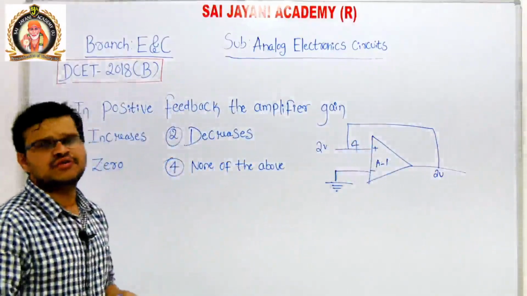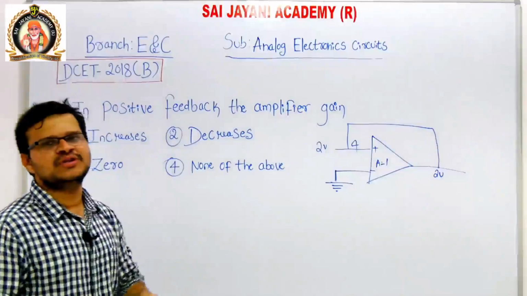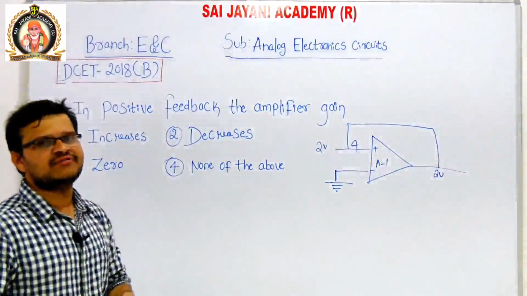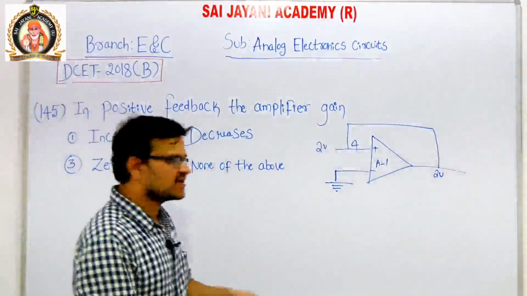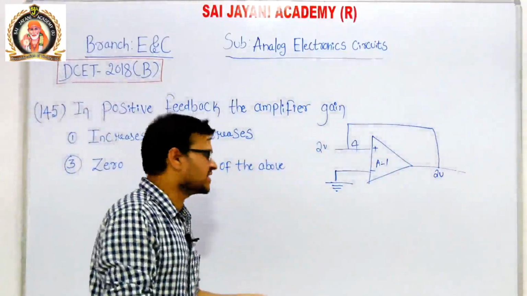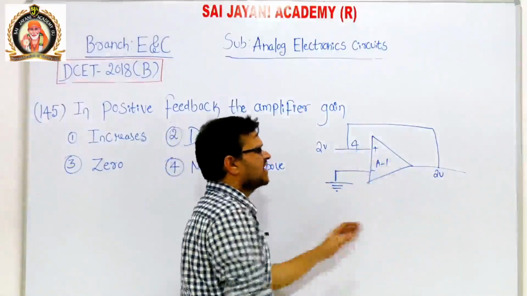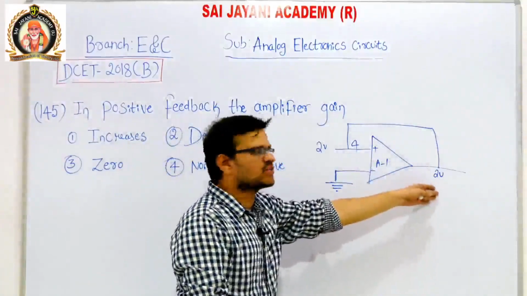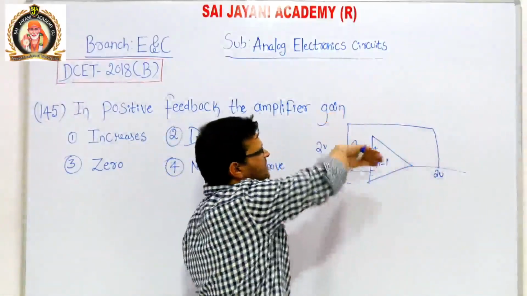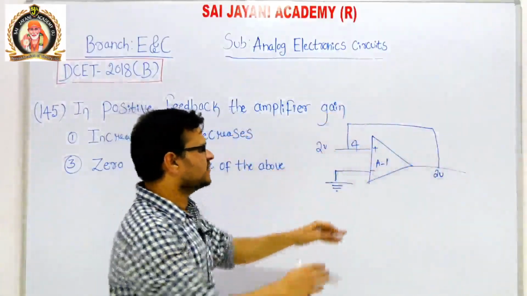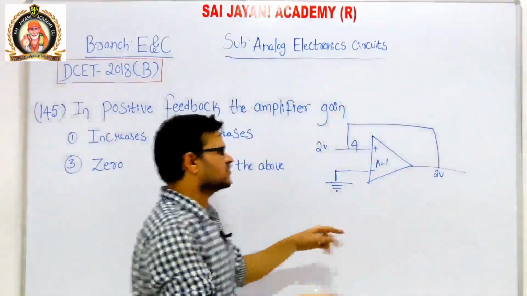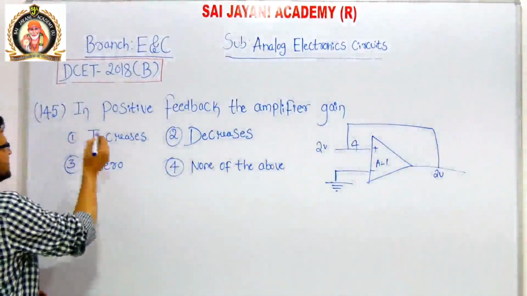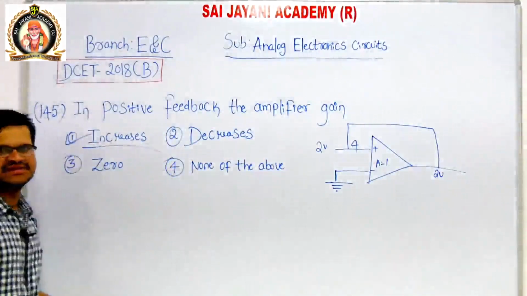Suppose you do some work, and someone gives positive feedback for you, then your confidence level increases. Similarly, the amplifier gain also increases: when you give an input signal, you get an output signal at the output terminal, then that output signal is fed back to the input, and it continues. So the amplifier gain increases. From these options, the first option is the right option, that is, it increases.